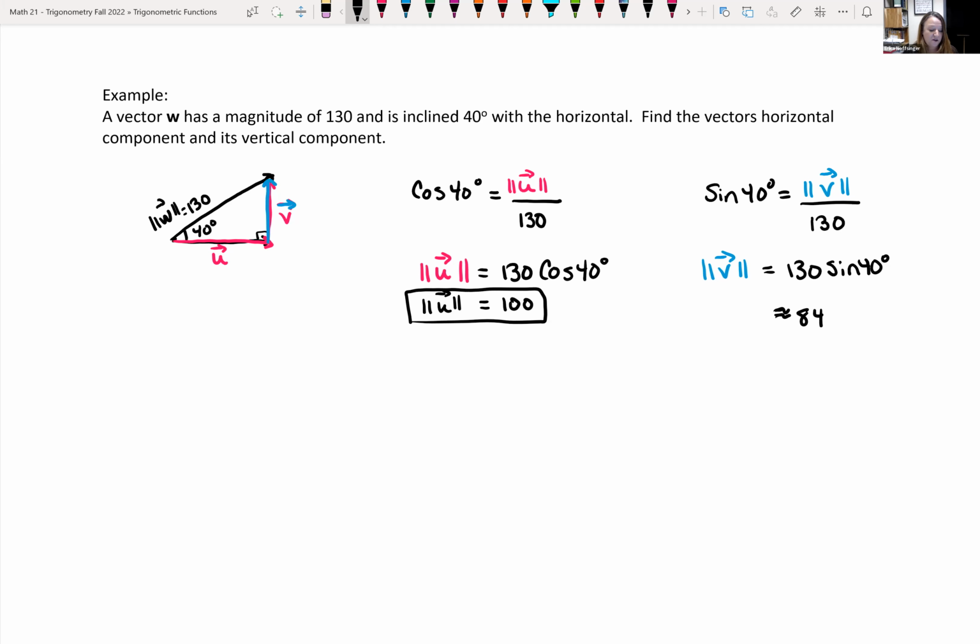So our horizontal component of W is approximately 100 to the right, and the vertical component of W is 84 up. So there's a couple examples of vectors.